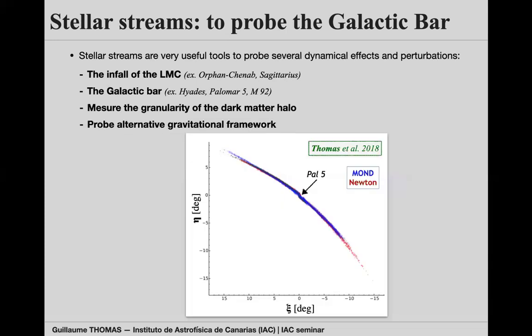Another thing for which stellar streams can be nice is to study alternative modified gravity theories, and in particular, for example, MOND. So here we have the simulation of a stream called the Palomar 5 stream in MOND and in Newton, using the same code with the same initial conditions inside. I spent a lot of time testing it. And what you see is that in MOND, the leading arm, so this part here, is shorter than the trailing arm, which is not the case in Newton if you don't take into account external perturbations.